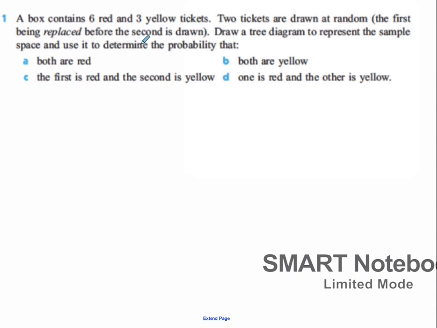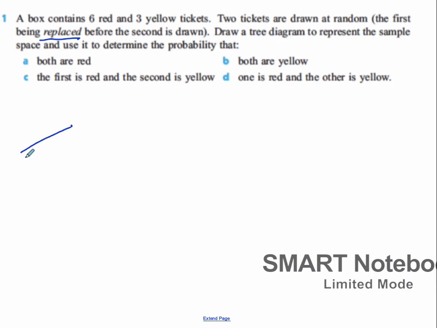So in our first example, a box contains 6 red and 3 yellow tickets. 2 are drawn at random. The first is replaced, that's an important word right there, before the second is drawn. Draw a tree diagram to represent the information.